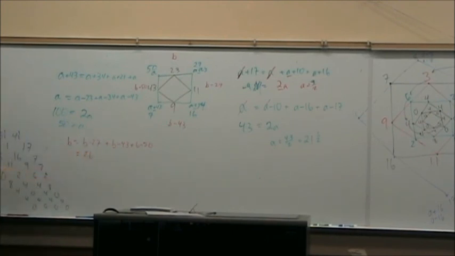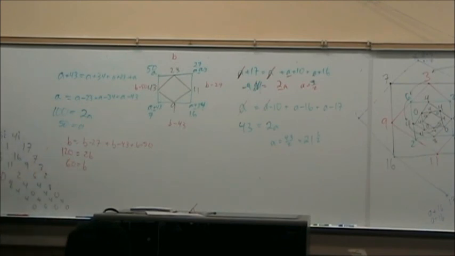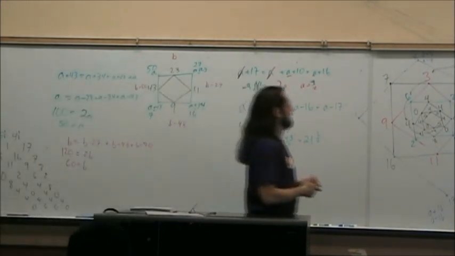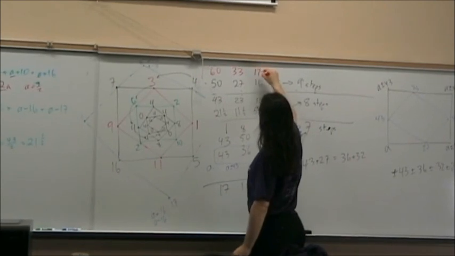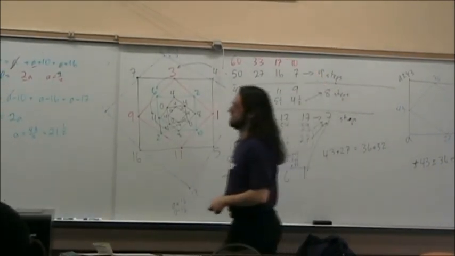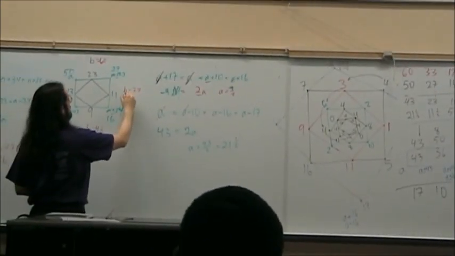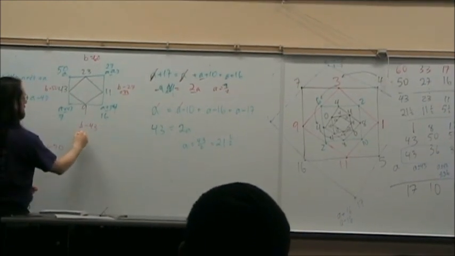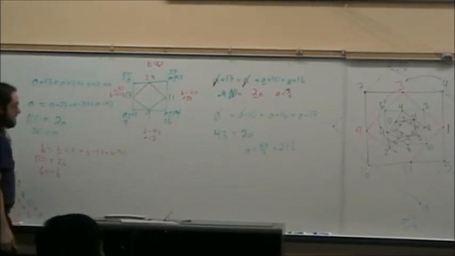So you get 2B equals, let's see, 60, 70, 120. So B is 60 now. That seems fine. So my next solution is 60. 60 minus 27 is 33. 60 minus 43 is 17. 60 minus 50 is 10. Okay. 60, 33, 17, 10. Okay, let's go back another step.